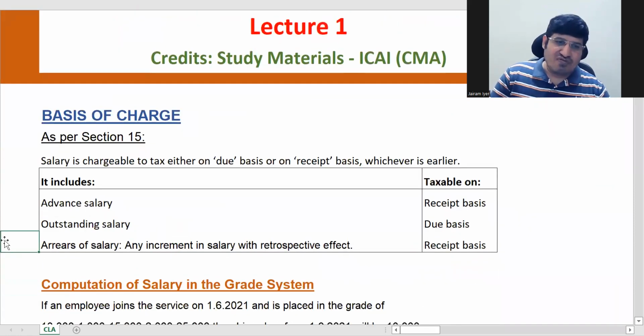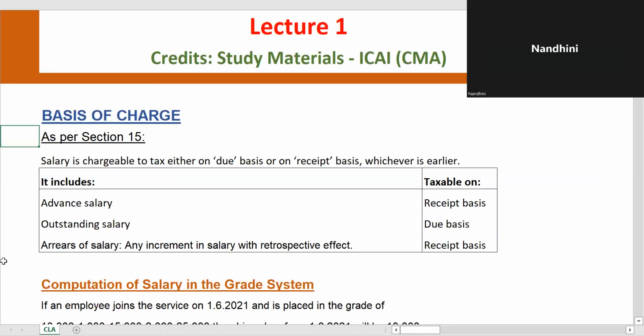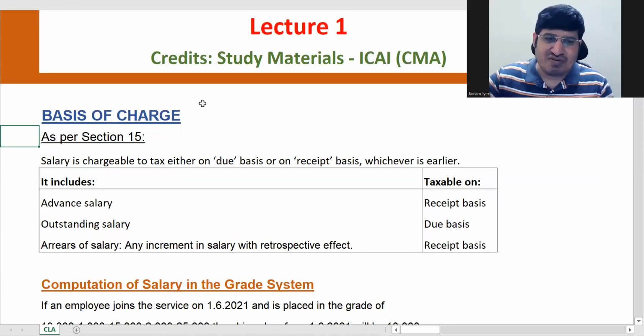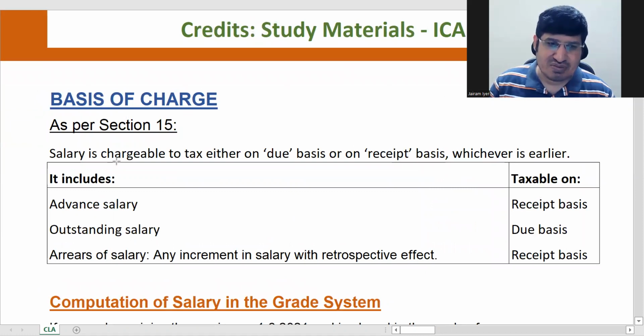To start with, now first we'll talk about the basis of charge. That is given by section 15 of the Income Tax Act 1961. So the main thing here is salary is chargeable on either due or receipt basis, whichever is earlier. This is the basis of charge, which is very important. The salary is chargeable to tax either on due or receipt, whichever is earlier.